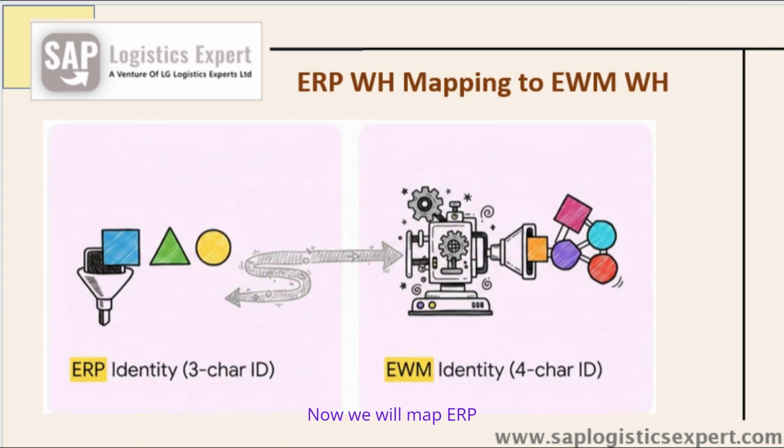Now we will map ERP warehouse numbers to EWM warehouse numbers. Conceptually, ERP uses a 3-character warehouse number. EWM uses a 4-character warehouse number. If you check our website for this configuration, then our mapping tells EWM: when ERP says warehouse PA1, it means EWM warehouse PA11.